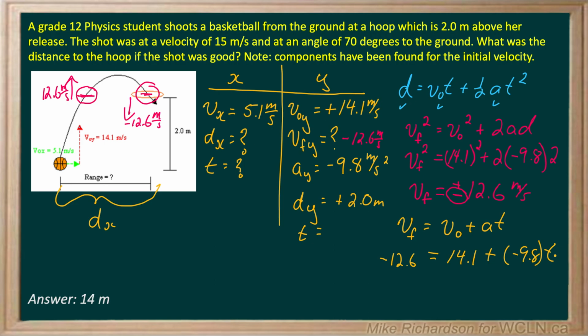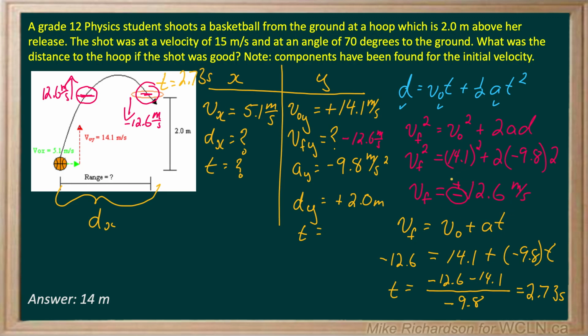So subtract 14.1 from both sides, divide by 9.8, and I end up getting an equation that looks like this. My time is negative 12.6 minus 14.1. So I subtracted a 14.1 from both sides. And then to get rid of the negative 9.8, I divided both sides by negative 9.8. And when I do that, I get a time of 2.73 seconds. Now, that's the time it takes to get to this point, just before it's passing through the hoop.